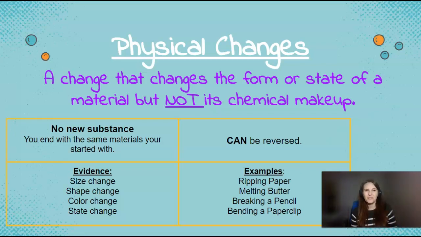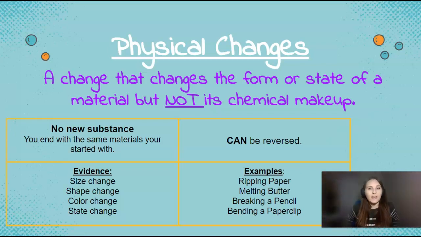It can be reversed. Some different evidence that we can look for to determine if something is a physical change is first, change in size. Think about that piece of paper. It was one big piece of paper, but I cut it into two smaller. Still paper, just smaller. Another example would be a change in shape. Let's say that I take some Play-Doh and I form it into a ball. And then I take the Play-Doh and I smush it and make it flat. The shape has changed, but it's still Play-Doh, still the same material.